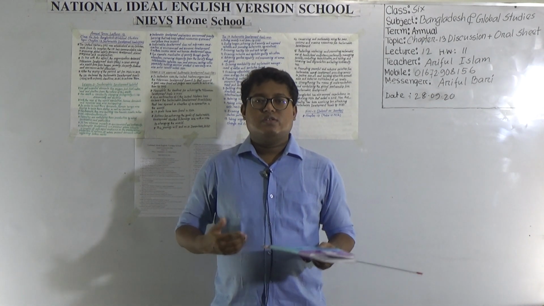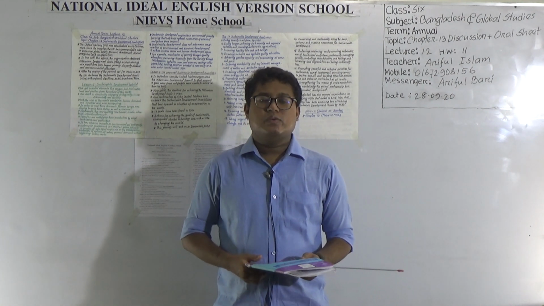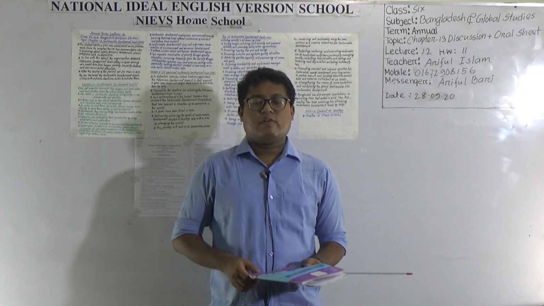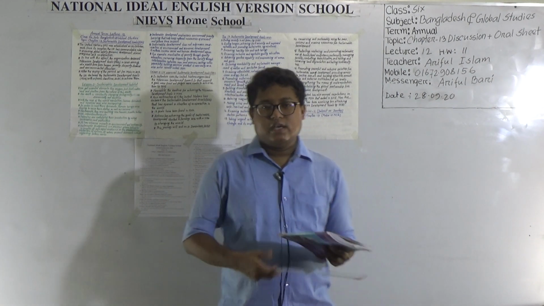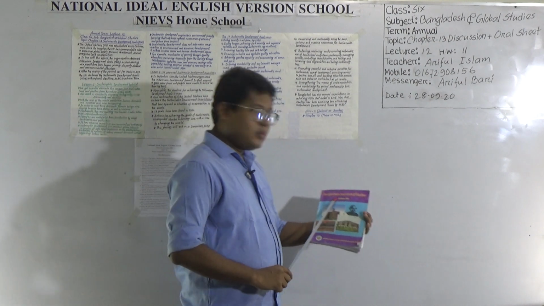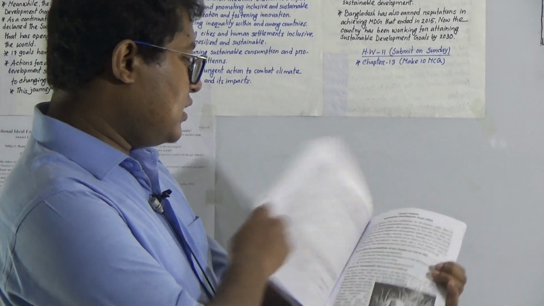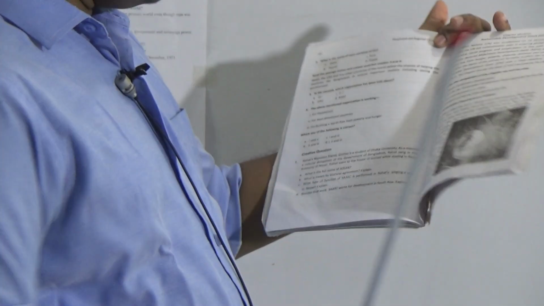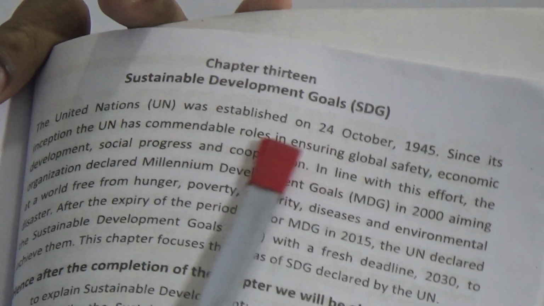Morning Shift. Today I am going to take our Bangladesh and Global Studies class for class 6 students. Our today's topic, Chapter 13, Discussion plus Oral Sheet. So, my dear students, open your Bangladesh and Global Studies book class 6 and go to page number 101, chapter 13, Sustainable Development Goals, or SDG. 101 page, chapter 13, Sustainable Development Goals.